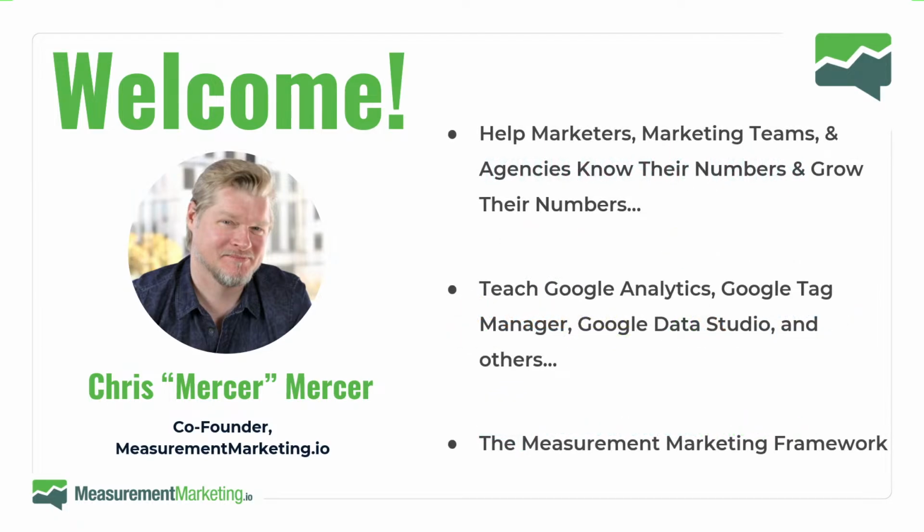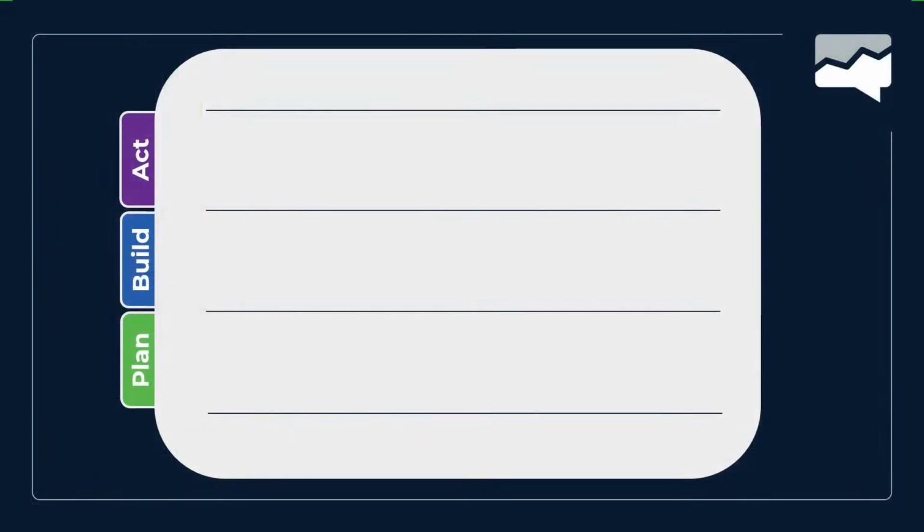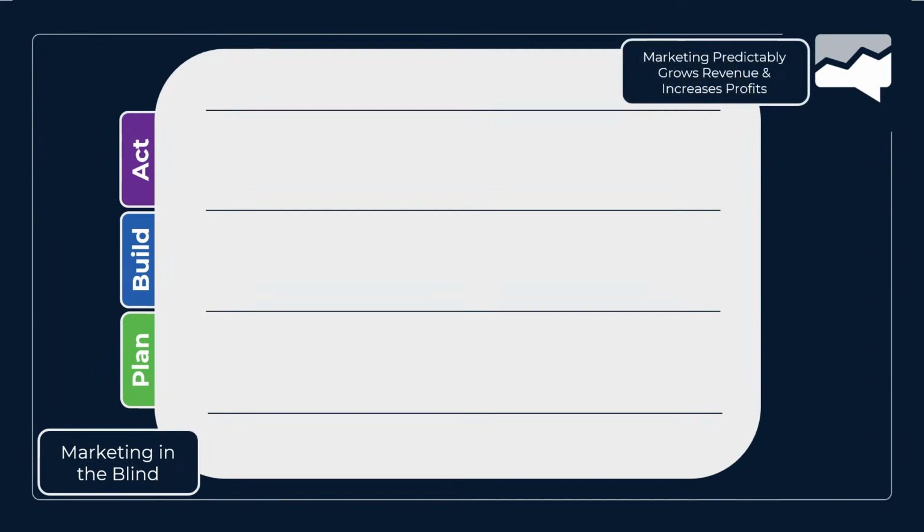Specifically today, we're going to talk about Google Analytics, and we are definitely going to use the framework today. So we're going to quickly review this, and then we're going to revisit. So remember, the framework is 3 key steps. You've got the planning, building, and acting, and then really 3 keys to each step. So we want to move from marketing blind to the point where our marketing is predictably growing our revenue and results. How do we do that?